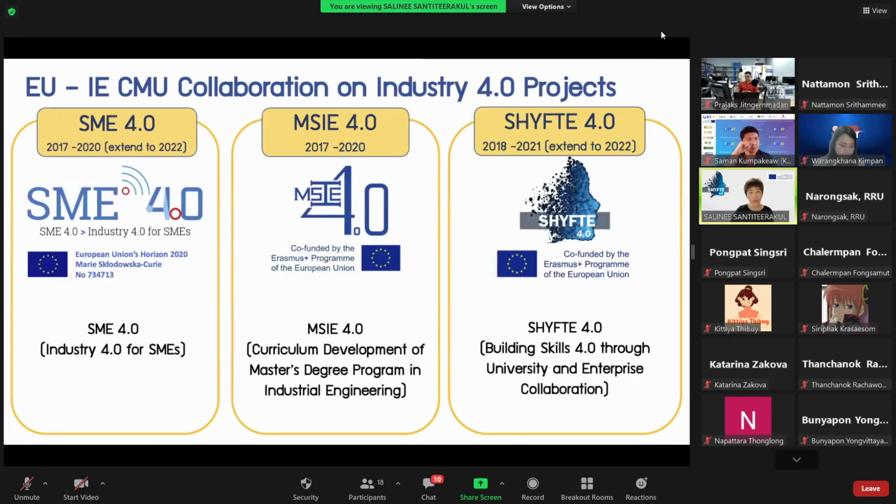The first one, we had a grant since 2017. Actually, it had to end in 2020, but because of the COVID situation, we could extend this project, and it will end in the middle of this year. The SME 4.0 is already done, and this project was a 3-year project. And the last one, we got a grant in 2018.